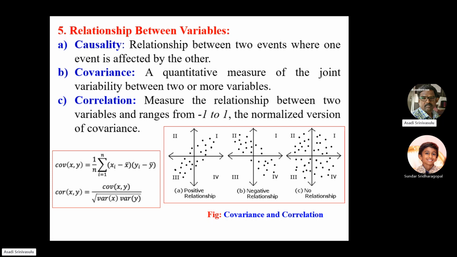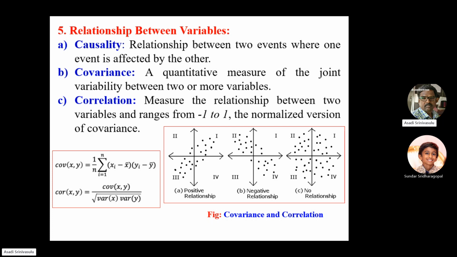Usually correlation we use in a face recognition application, that is, twin faces. How are the twin faces a close relationship between two persons with similar behavior, similar features. It measures the relationship between two variables and ranges from -1 to 1, the normalized version of covariance. So we have a positive relationship, we have a negative relationship, and no relationship. That is called covariance and correlation.